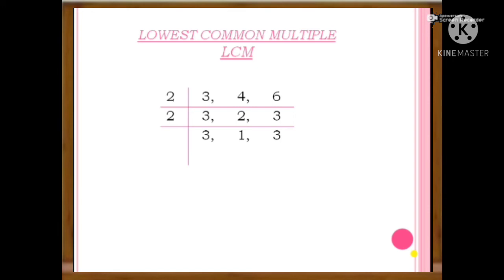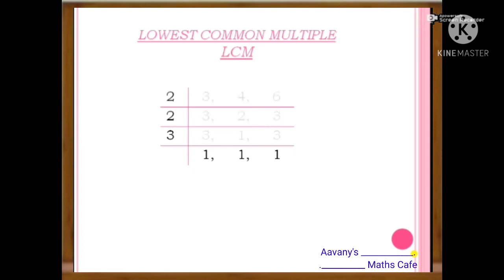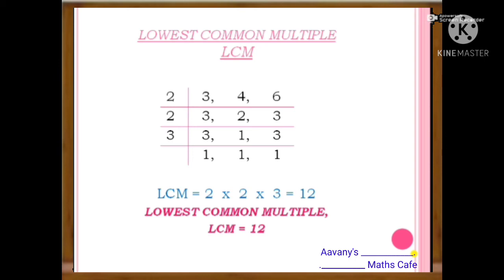So we will go to the next prime number, that is 3. So we can easily divide it by 3. We get 1, 1 and 1. So now we have got everything 1. Now we have to multiply the divisors which we have got. So the divisors are 2, 2 and 3. Now let's multiply 2 into 2 into 3, that is 12. So we got that the lowest common multiple of the numbers 3, 4 and 6 is 12.